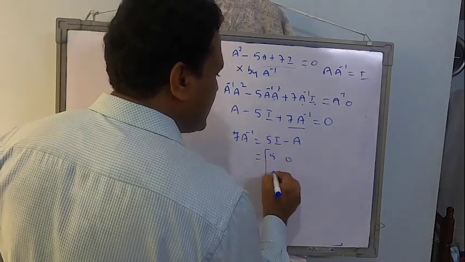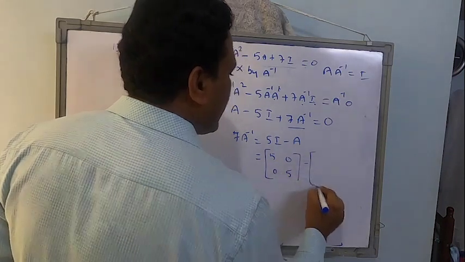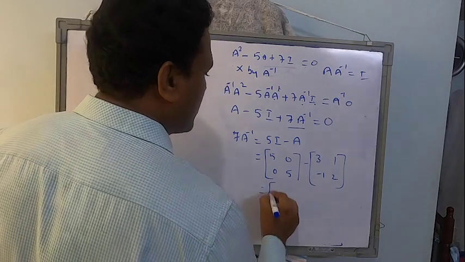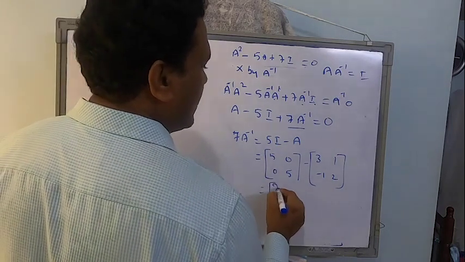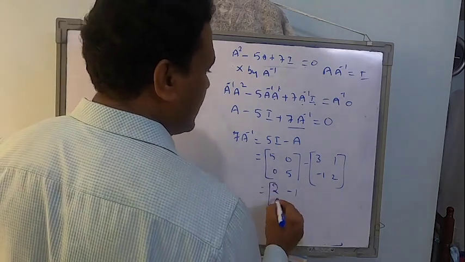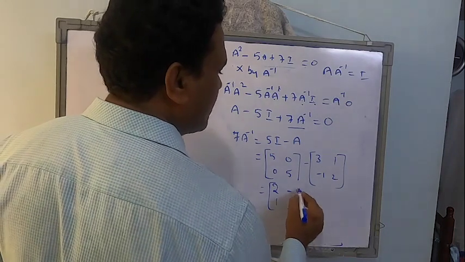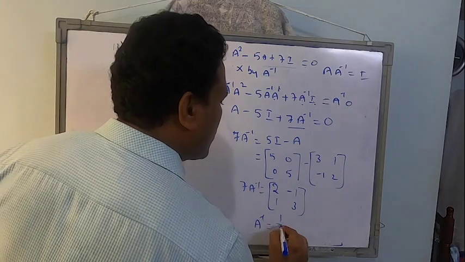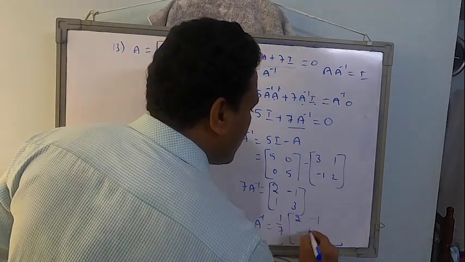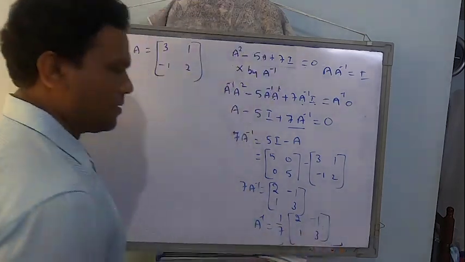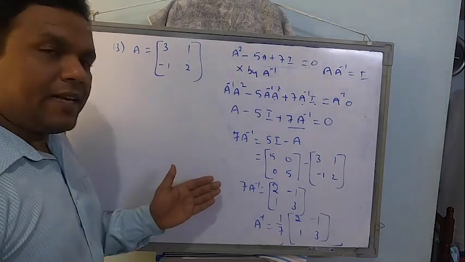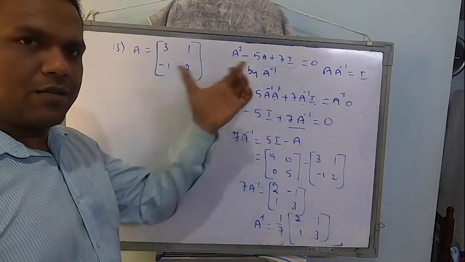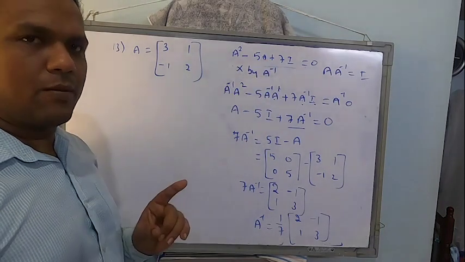5I meaning 5, 0, 0, 5. A is given to us as 3, 1, minus 1, 2. So it's going to be 5 minus 3, 2, that's minus 1, the next one is 1 and the next one is 3. But this is 7A inverse, correct? So A inverse equals 1 by 7 times 2, minus 1, 1, 3. Finding inverse by using the formula, or finding inverse by using the condition, both are different cases, but answers will be same in both the methods.